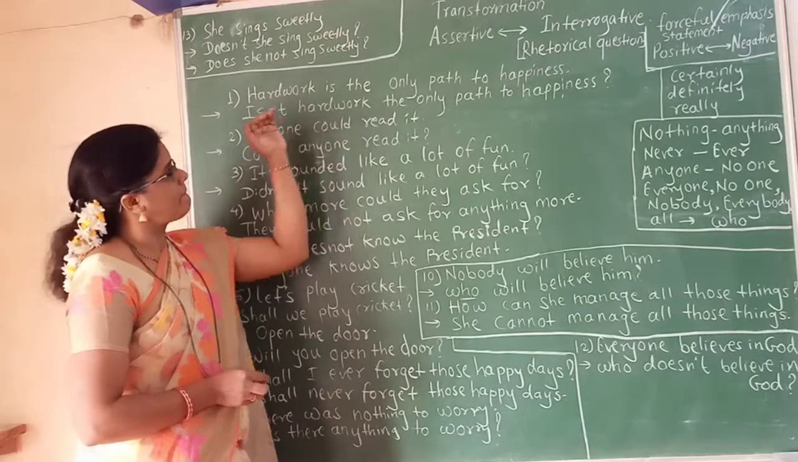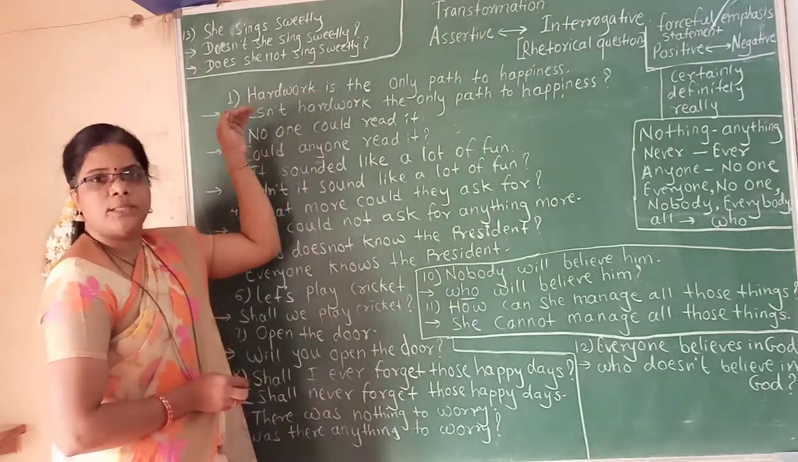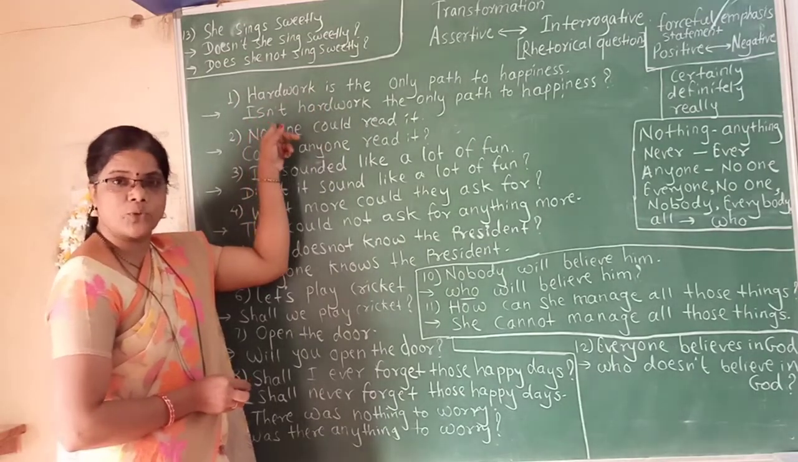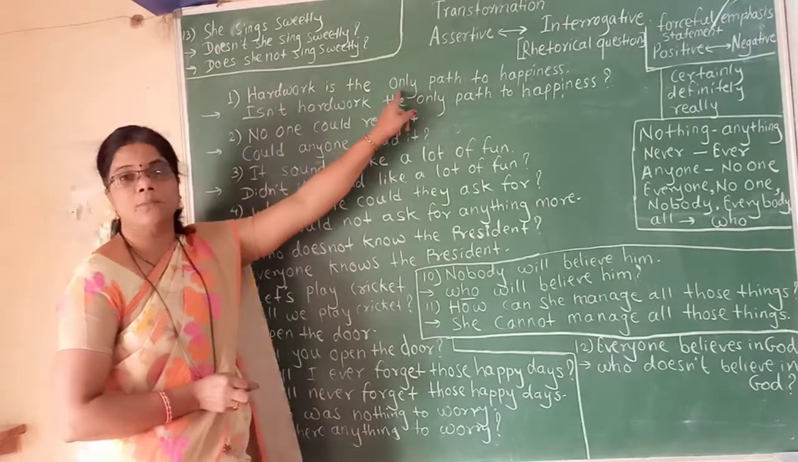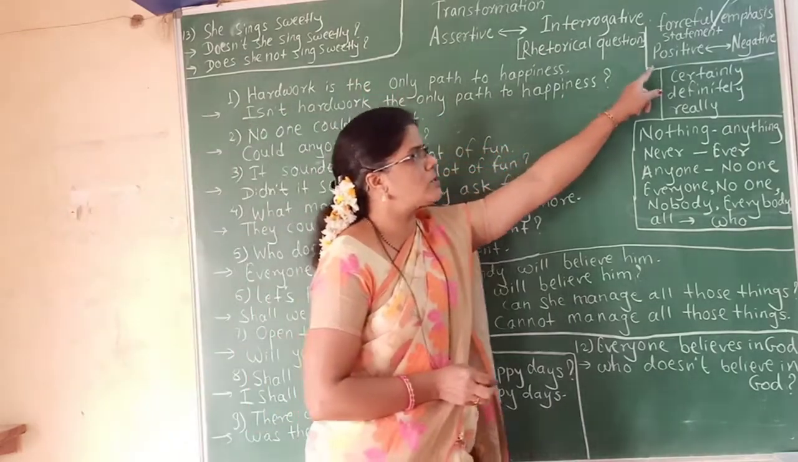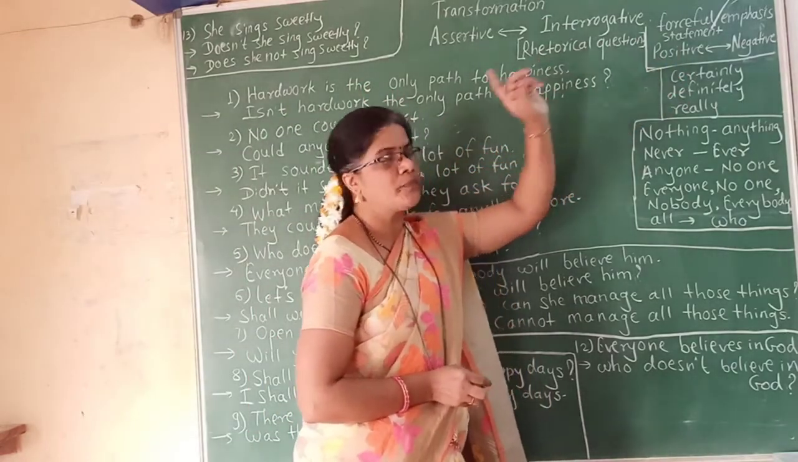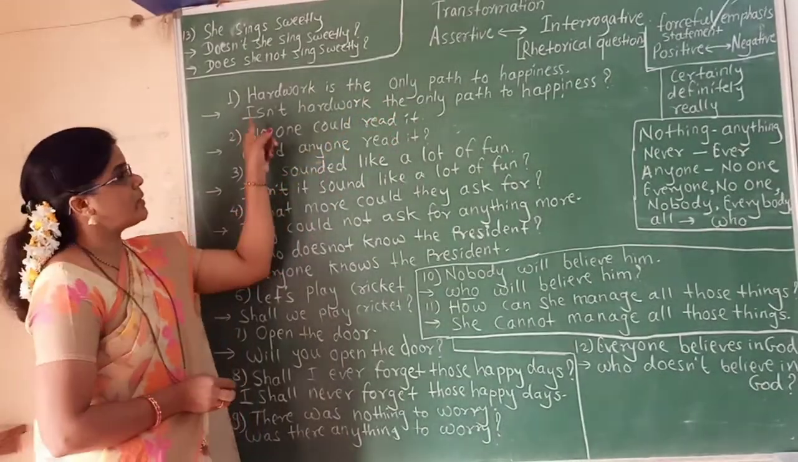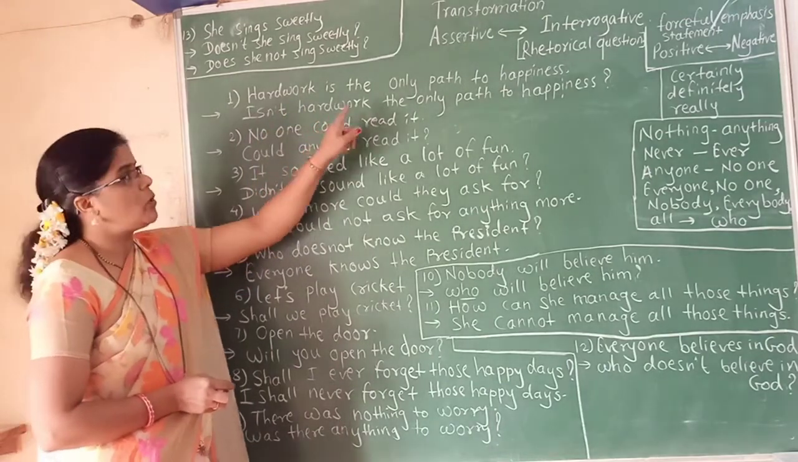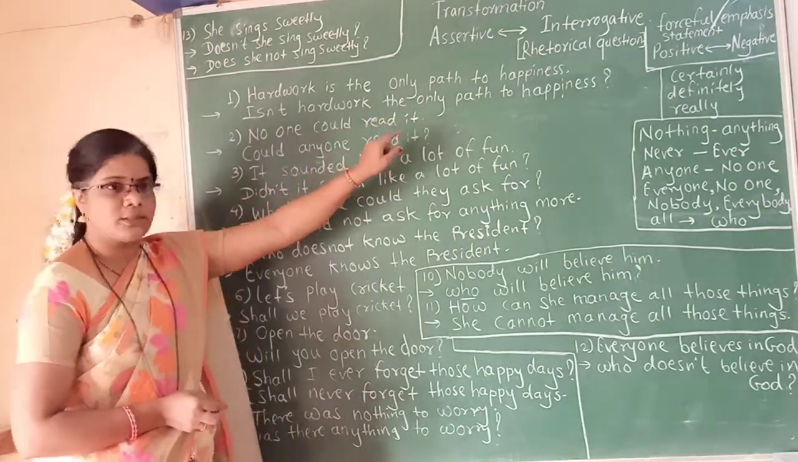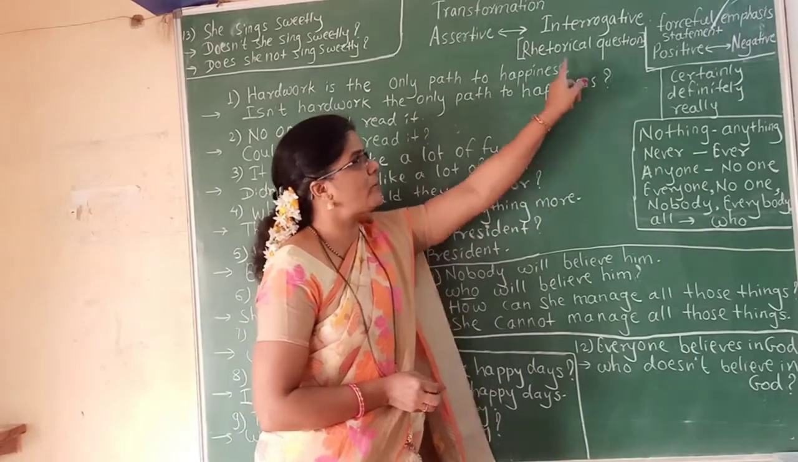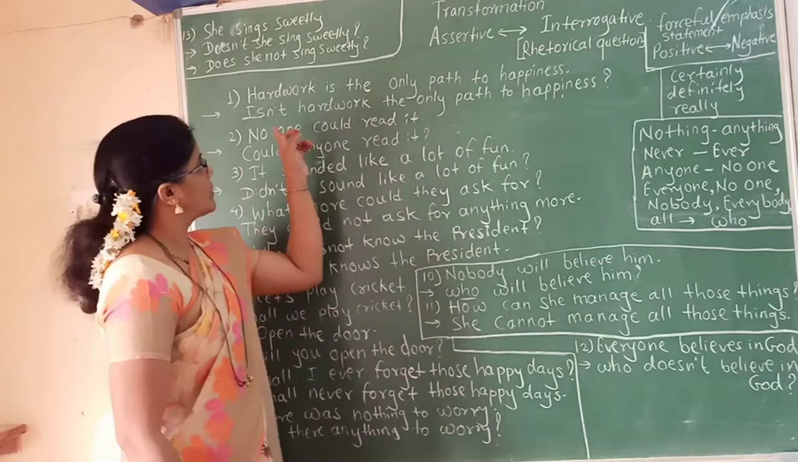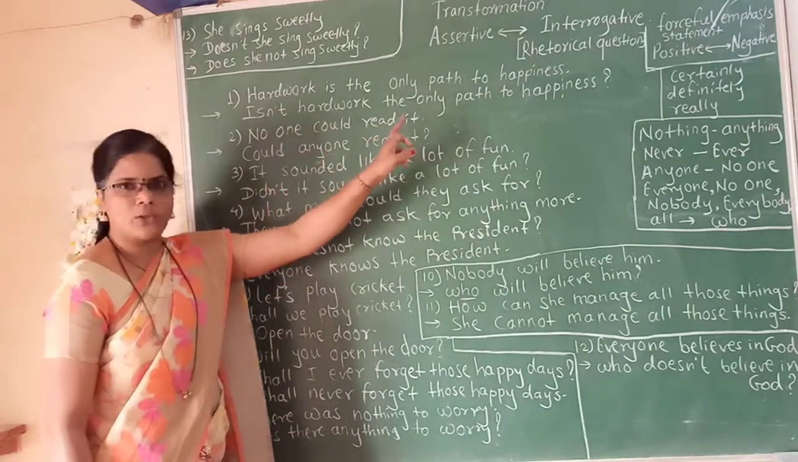Here 'is' is the auxiliary verb. So the negative form should be taken, the contracted form should be taken, because the sentence is in positive. It should be changed from positive to negative, negative to positive. And so: hard work is the only path to happiness. Isn't hard work the only path to happiness? Question mark, because we have framed it into an interrogative sentence, that is, a rhetorical question.